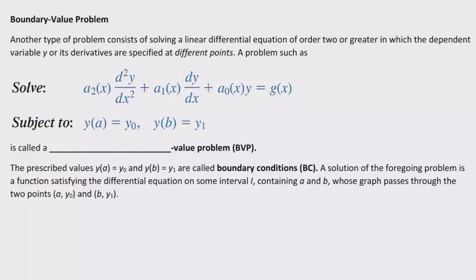Another type of problem consists of solving a linear differential equation of order 2 or greater in which the dependent variable y and its derivatives are specified at different points. A problem such as the general pattern given to you is called a boundary value problem. The prescribed values are called boundary conditions. A solution of the foregoing problem is a function satisfying the differential equation on some interval containing a and b and whose graph passes through the given sets of points.